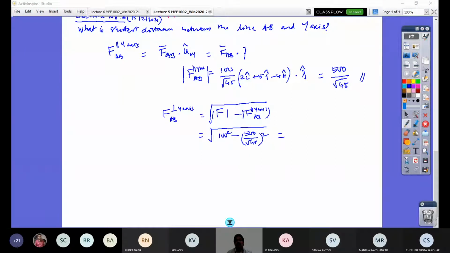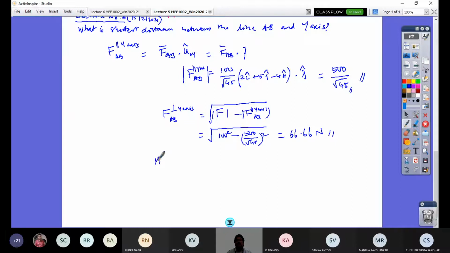Can you calculate and tell me? You get 66.66 Newton. Right? So this is your force component which is perpendicular to y-axis. The other force component, this value, is what is parallel to y-axis. So the scalar definition of moment of a force is what?